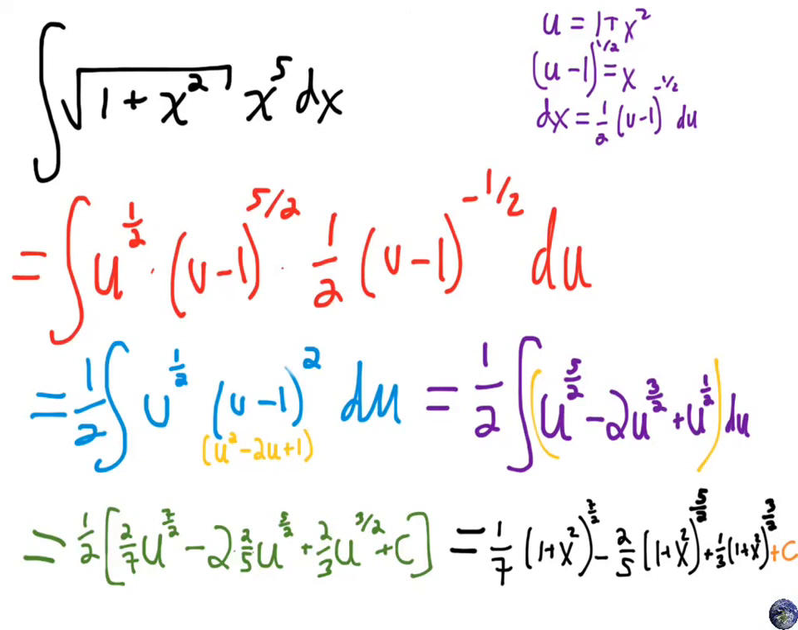Now, if you really wanted to double check this, what you could do is take the derivative of all of this. My claim is if you take the derivative of this and simplify it, it will actually simplify back to this. But I will leave that as a problem for the viewer.